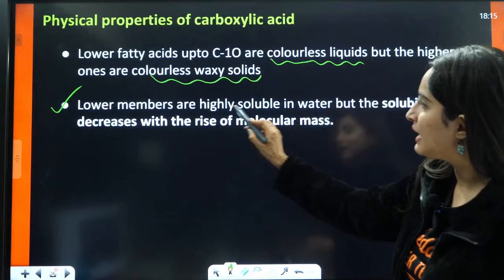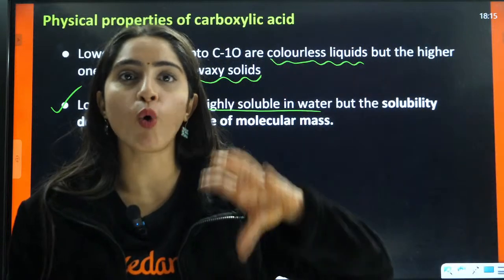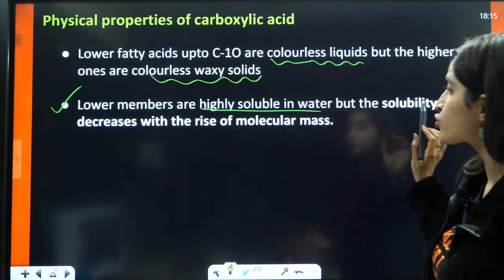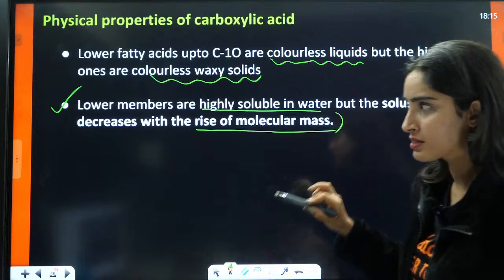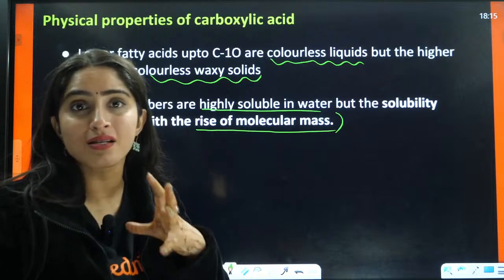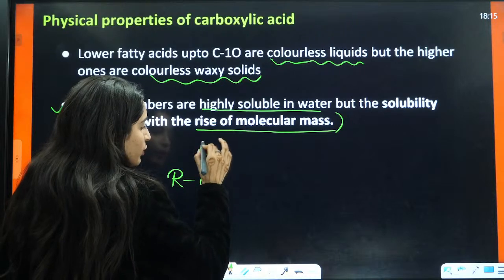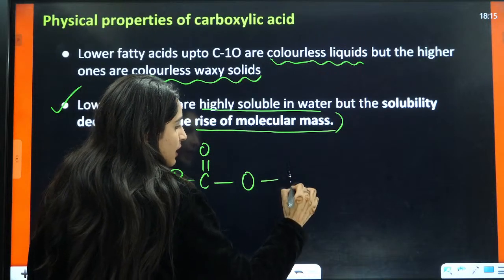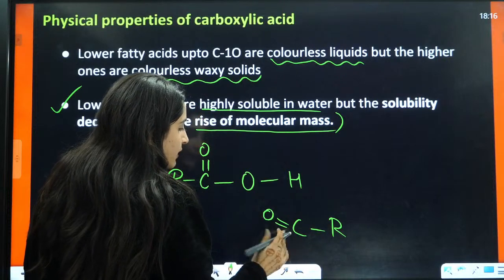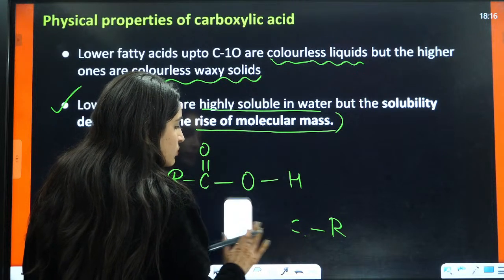Lower members are highly soluble in water. If you talk about acetic acid, when it is dissolved in water, it will form vinegar. So that means it is highly soluble in water, but solubility decreases with rise in molecular mass. This I told you as an application in daily life. But let us see why lower masses are more soluble in water. The reason is because this is RC double bond O, this is OH, and this is another molecule of RC double bond O, and this is H. You can also write it like this, C, this is OH.